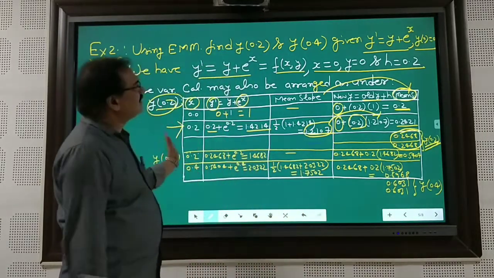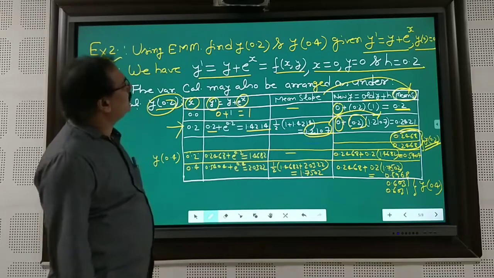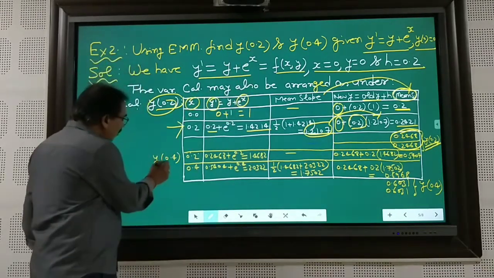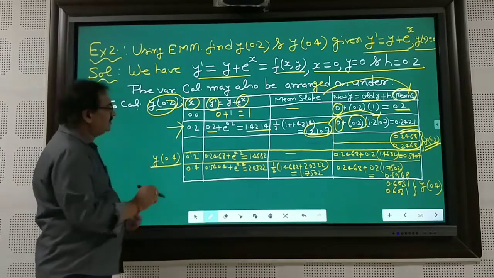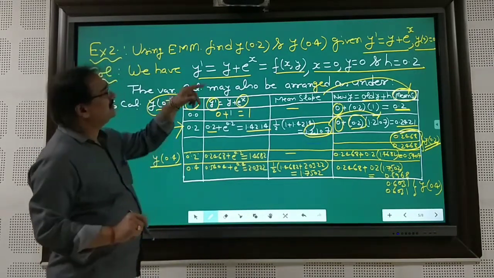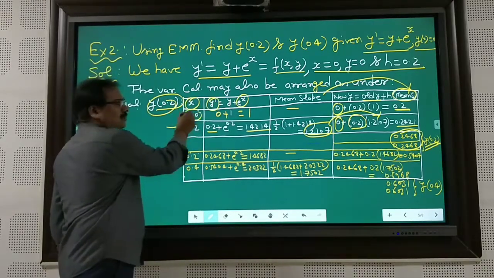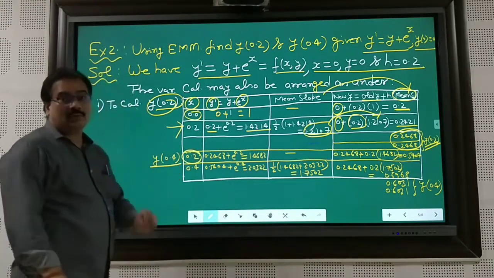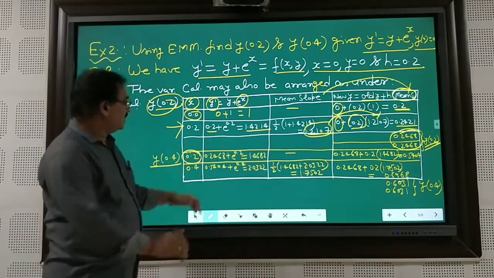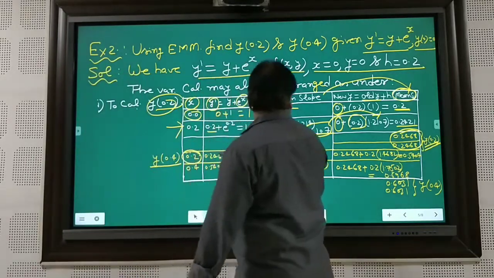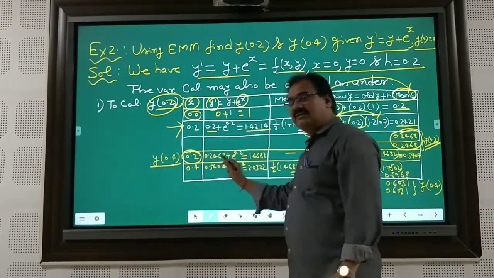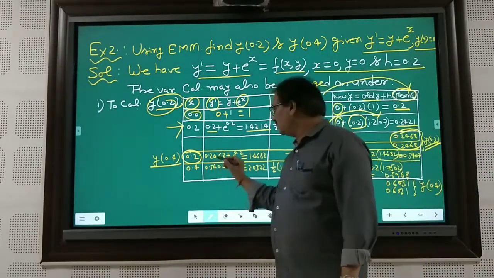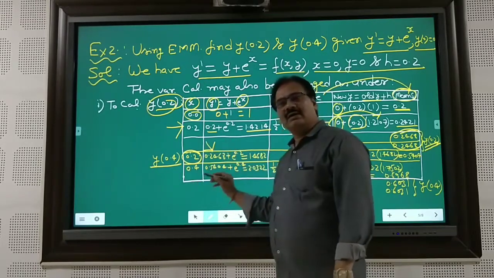Now similarly, since this problem is for practice, and this is not only for 0.2 but y at 0.4 also. So how do you do y at 0.4 here? Just look, for y at 0.2, the initial condition was x is equal to 0. But here the initial condition will be 0.2. You have to remember this. So 0.2, then you can start from here. Then the value of y that you have already declared, that is 0.2468, so you can start from here. Okay, you must remember this. These are the important things.